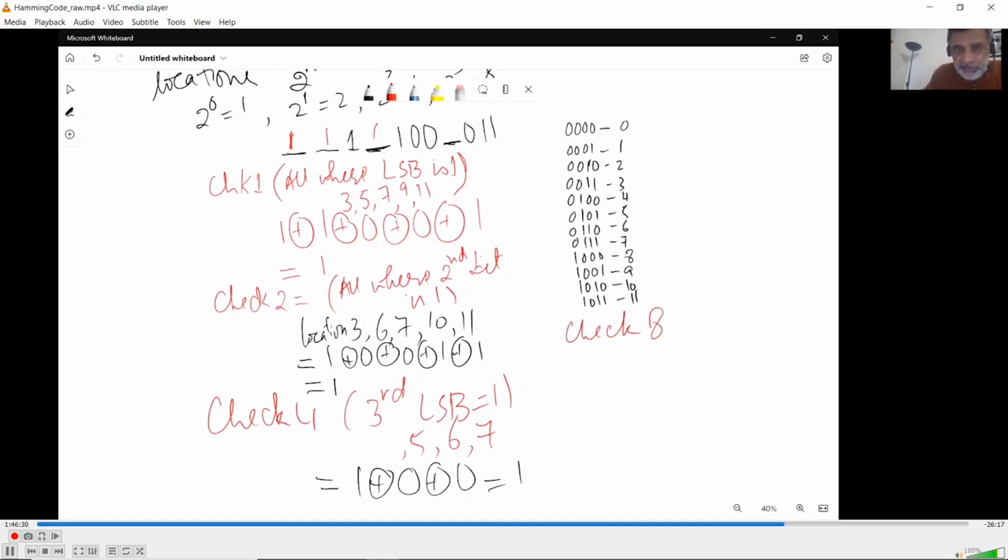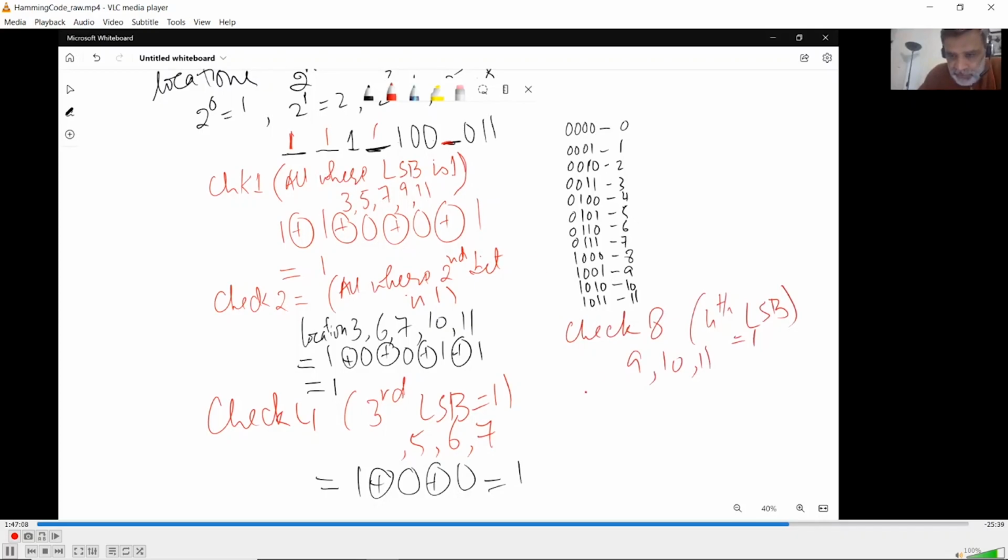Now check 8, which is 1, 2, 3, 4, 5, 6, this one, where we want to know what should be transmitted. And you see these parity bits or redundant bits are dependent upon your message. We are calculating on the basis of your message. So for 8, we would see where the 4th LSB should be 1. Where is the 4th? It's 8, 9, 10, and 11. And 8 is itself, so it means we are looking at the 9th, 10th, and 11th positions.